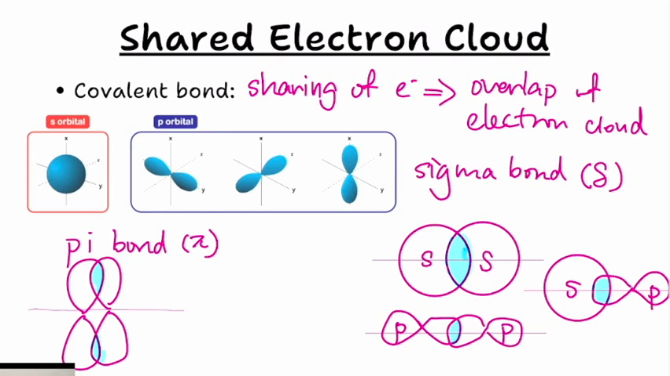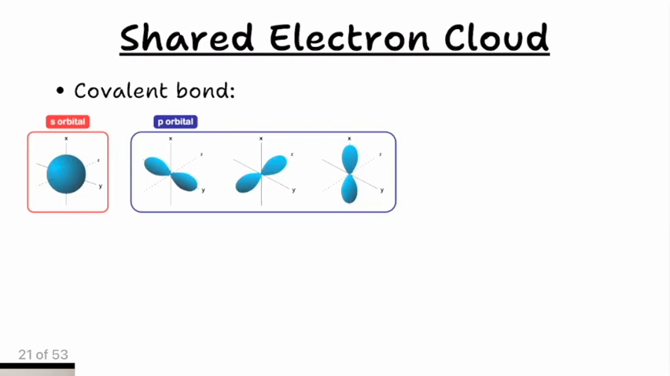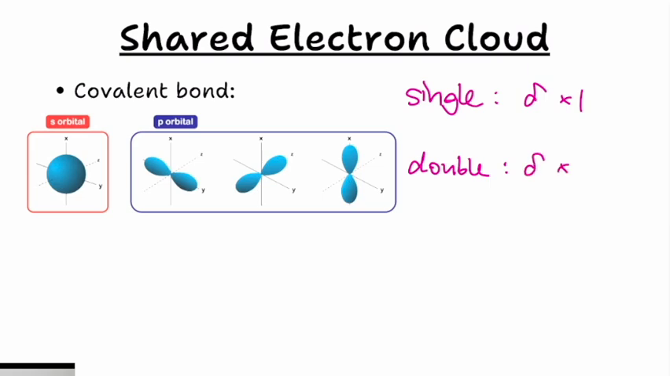Pi bonds and sigma bonds combine to form single bonds, double bonds and triple bonds. A single bond is always one sigma bond. A double bond is always one sigma bond and one pi bond. A triple bond is always one sigma bond and two pi bonds.